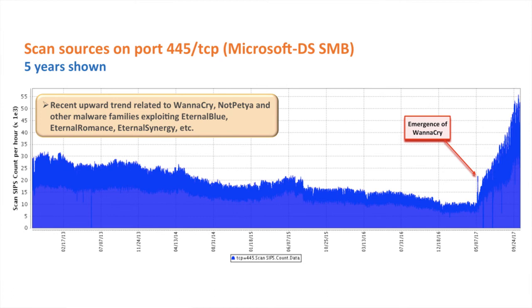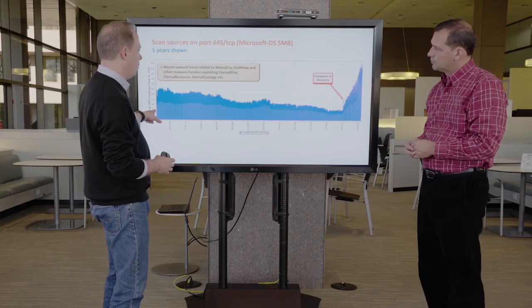And this is scan sources. So we went from, where we were at here, maybe about 10,000 scan sources per hour, to now we're seeing 55,000. So it's almost a fivefold increase probably from prior to Wannacry emerging.